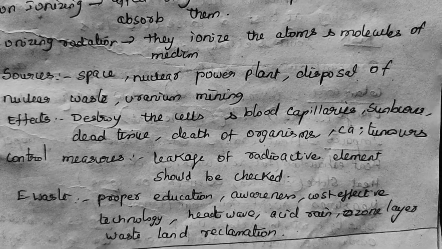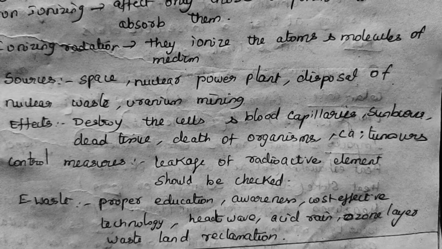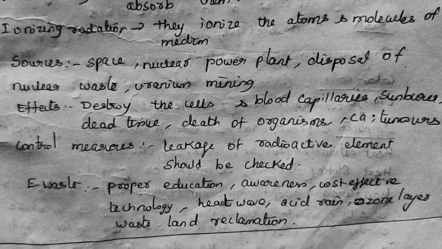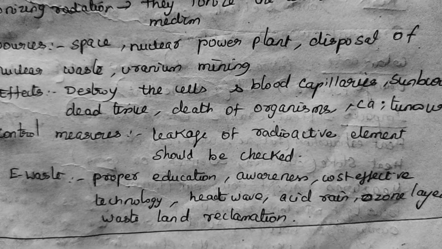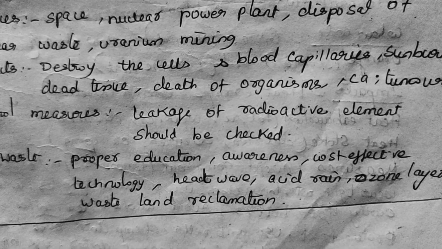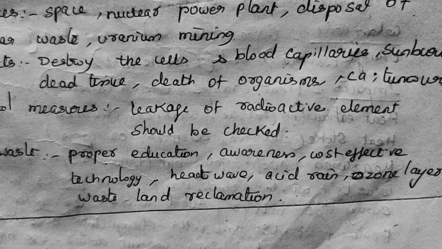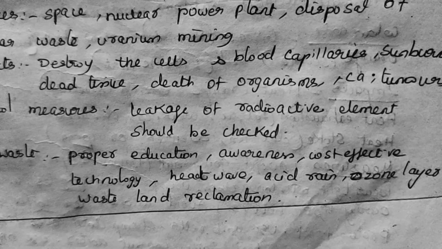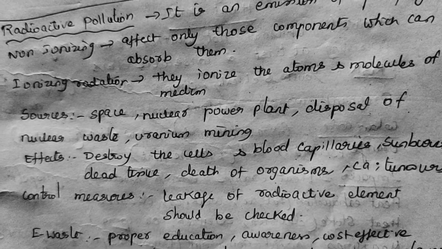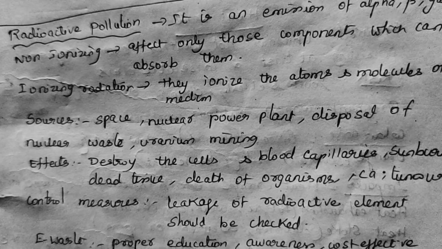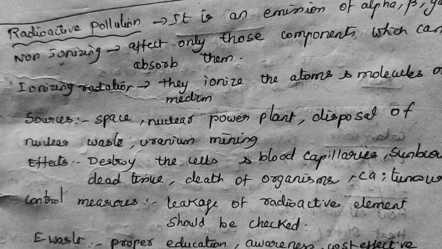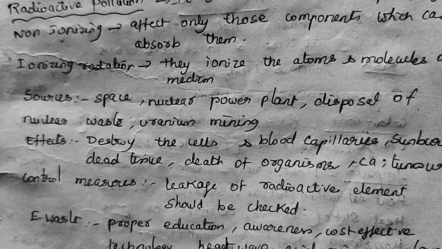And control measures: leakage of radioactive elements should be checked. Proper education and awareness have to be given, along with cost-effective technology. Heat waves and acid rain should be avoided, as well as ozone layer depletion, and waste land reclamation. So this is about radioactive pollution. So far we discussed the different types of pollution: water, soil, marine, noise, thermal, and radioactive pollution.